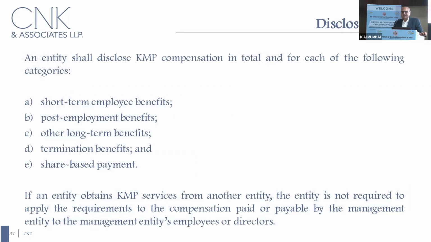Shall also disclose KMP compensation in total for each of the following: short-term benefits, post-employment, long-term, termination. And this is where your CFOs are not really very happy, because all of this gets disclosed for CFOs also. What he will get on retirement, that also gets disclosed here because of this clause. If an entity obtains KMP services from another entity, it is not required to apply the requirements to the compensation paid or payable to the other entity's employees, because it will get disclosed in that entity.